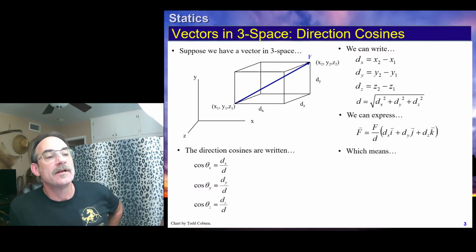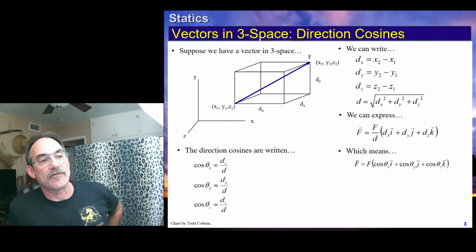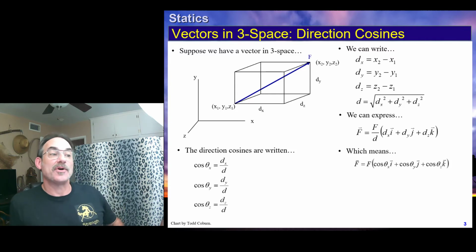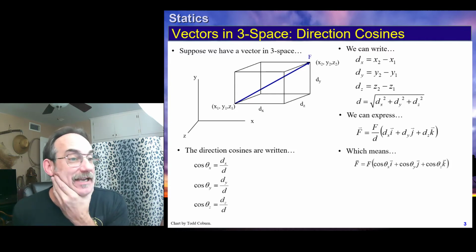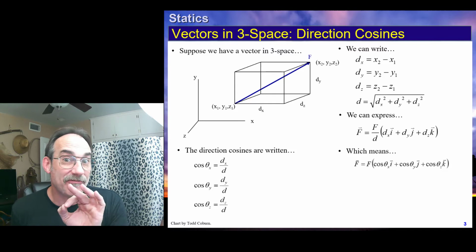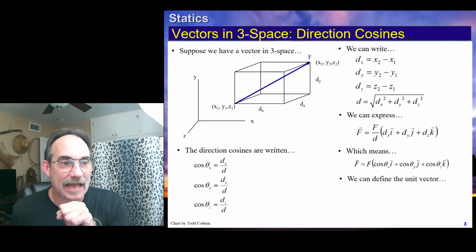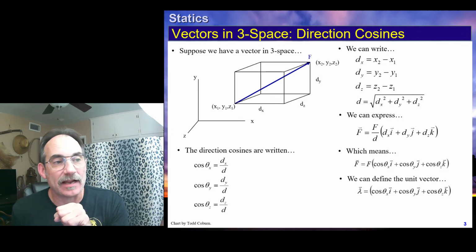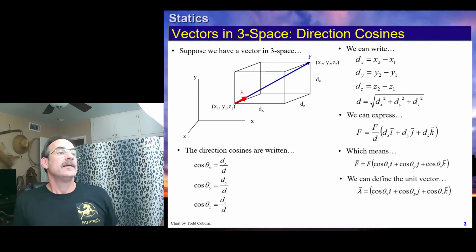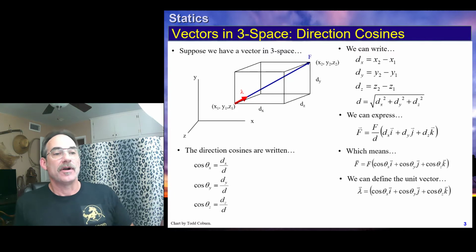Got that? So what this means is the vector force can also be written this way using those direction cosines instead of using the dx over d's. Often for our purposes, using dx over d, dy over d, dz over d will be more efficient. However, the direction cosines are sometimes key. We defined our unit vector as dx over d. We could also define it using the direction cosines in this manner. And that's what our little unit vector looks like.